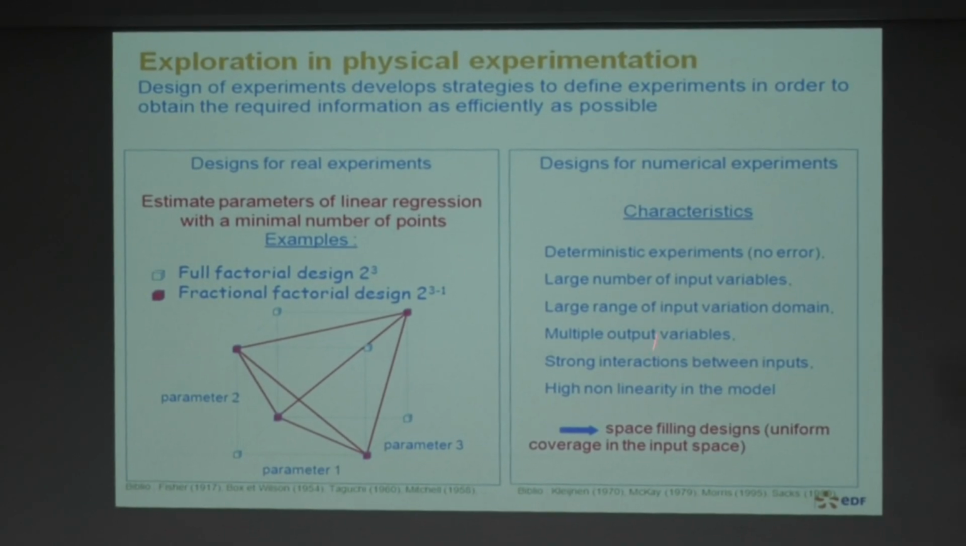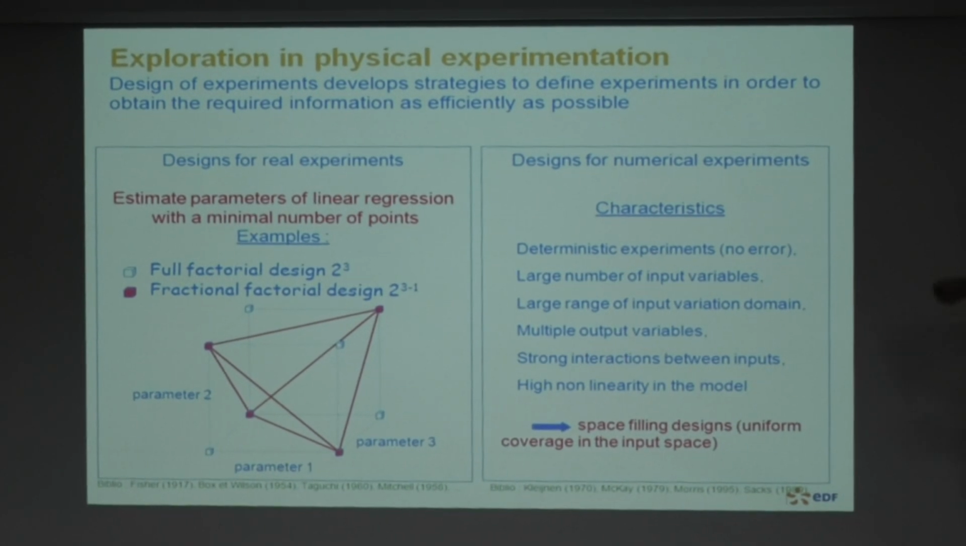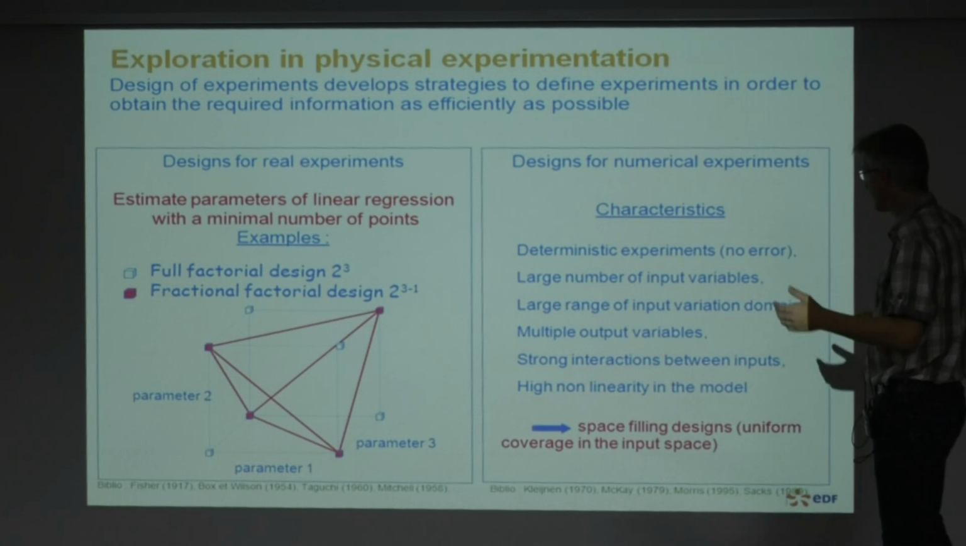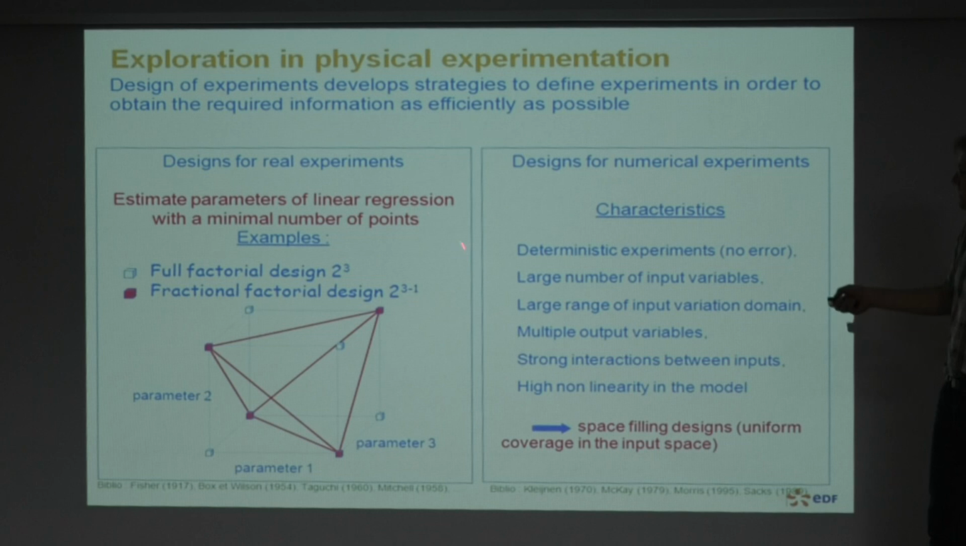So you have a tendency to make very complex things. And so the model that you explore is, in fact, complex because you put a lot of parameters, you take large ranges of input variation domains, so it becomes complex. And so all the linear models that are used here are often inefficient.